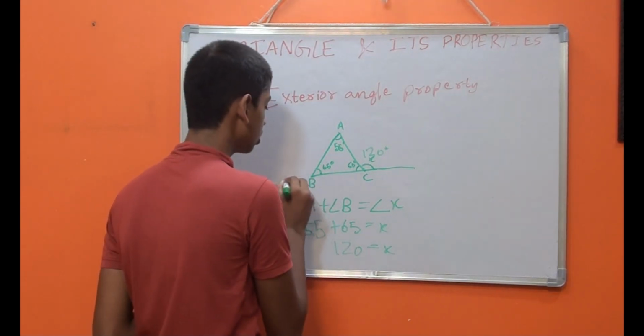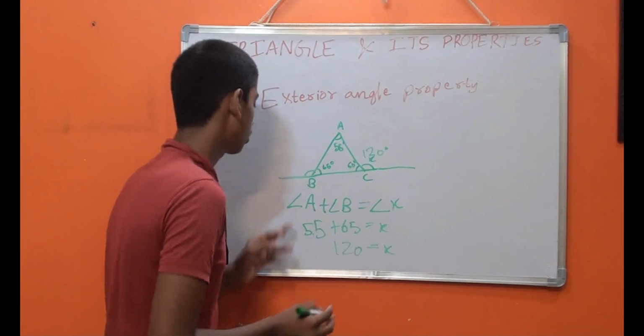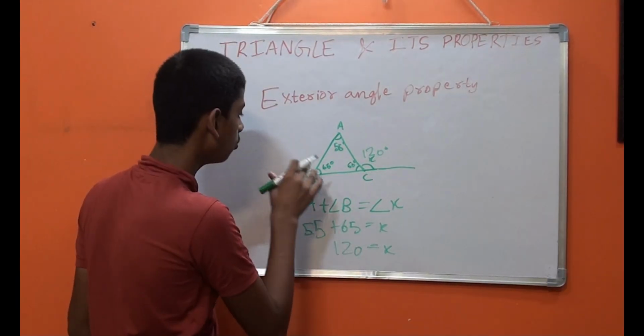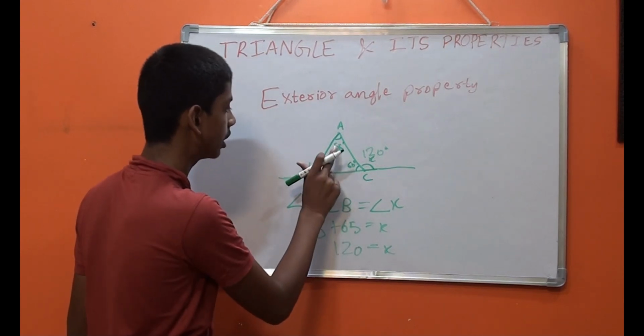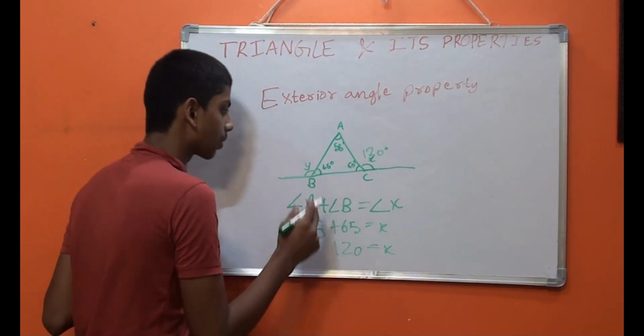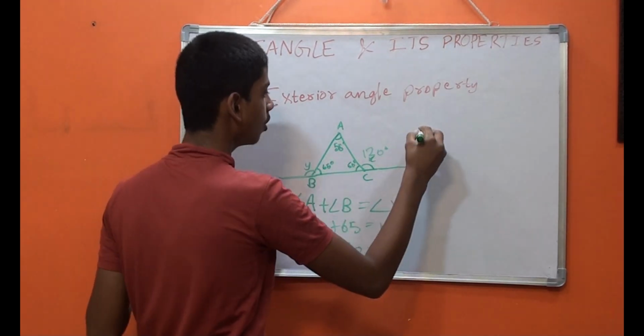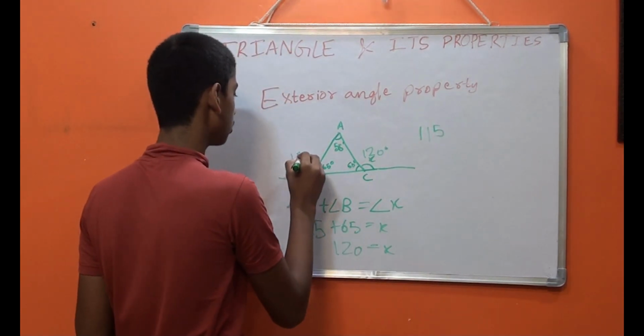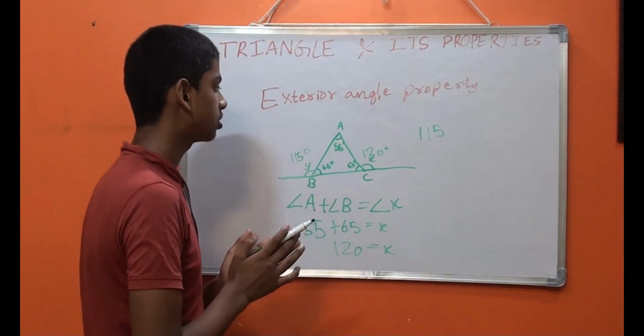Now let's extend this side. Let's take this side as y. Now to find this angle, we have to add this angle and this angle. Then 55 plus 60 would equal 115. So 115 degrees is the answer.